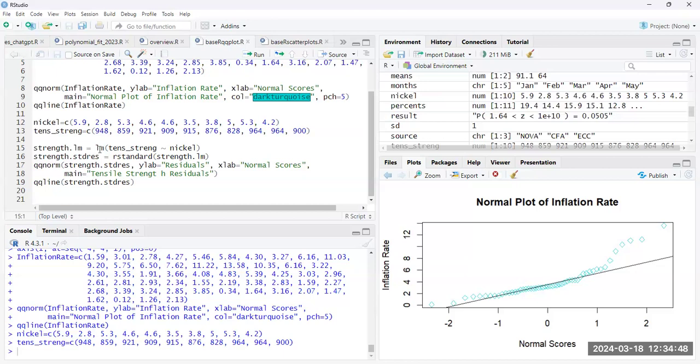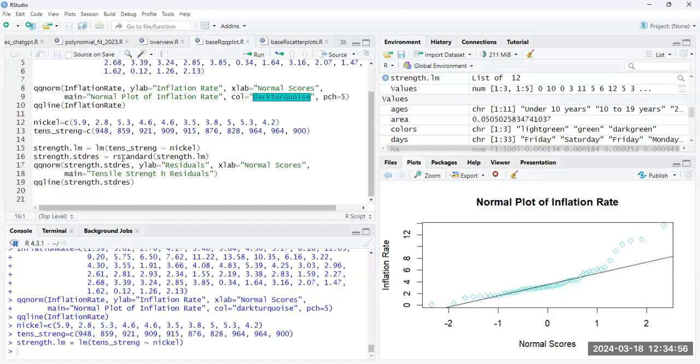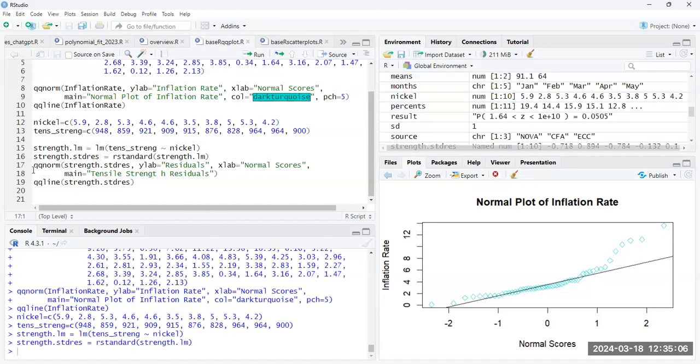and then what we're going to do is create a linear model that models the tensile strength against the nickel quantity. And from there, we're going to calculate the standard residuals. And this is just a function that is built into R from that model. And then from there, I'm going to take those results and again create a QQ plot of those results. And the syntax here is almost identical to what it was before. I'm basically just changing my inflation rate to my residuals and then updating the appropriate labels.